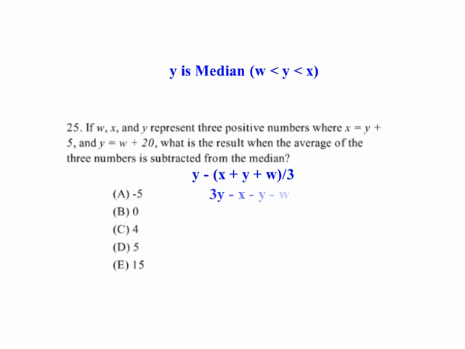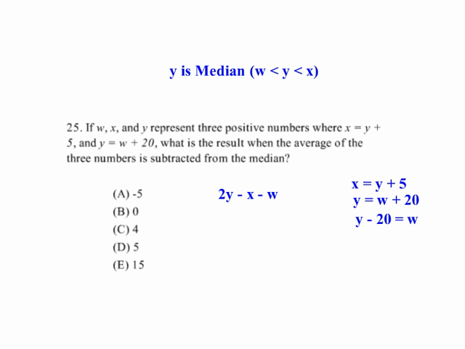That gives us 3y - x - y - w. We can reduce it further by subtracting y from 3y. That gives us 2y - x - w. Okay, we want to have everything in terms of y here so that we can reduce this problem. x equals y + 5, so we can substitute y + 5 for x, and y equals w + 20, so w equals y - 20. We can also substitute that in.